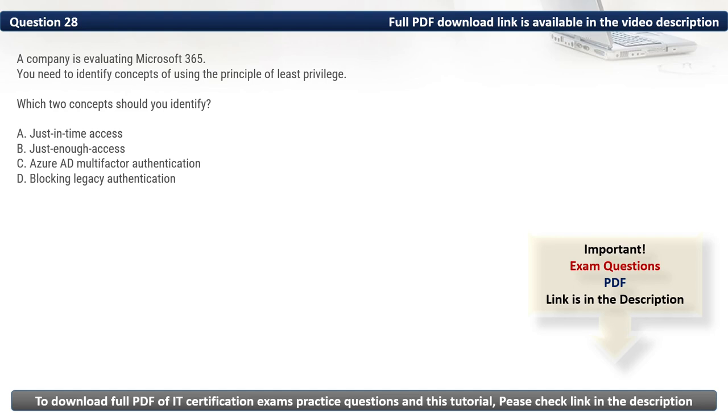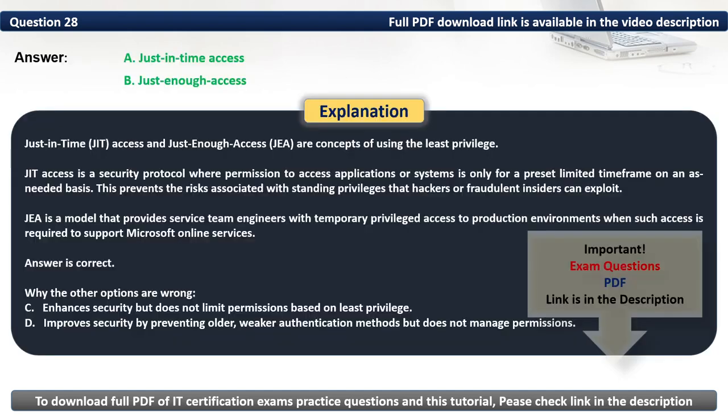Firstly, let's eliminate the incorrect options. We have C, Azure AD multi-factor authentication. It enhances security but does not limit permissions based on least privilege. Then we have D, blocking legacy authentication. It improves security by preventing older, weaker authentication methods but does not manage permissions. As such, the two concepts that we should identify are just in time access and just enough access. Thus, the correct options are A and B.